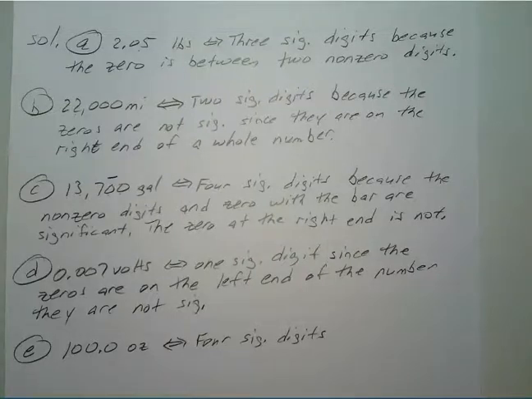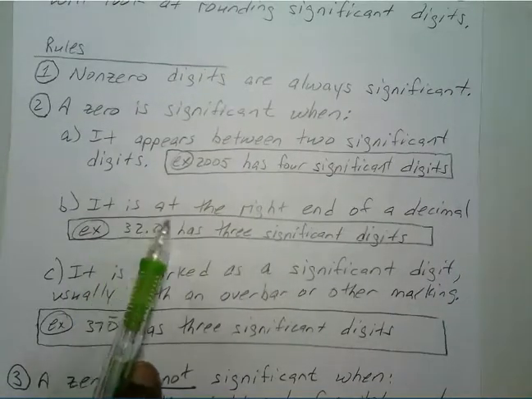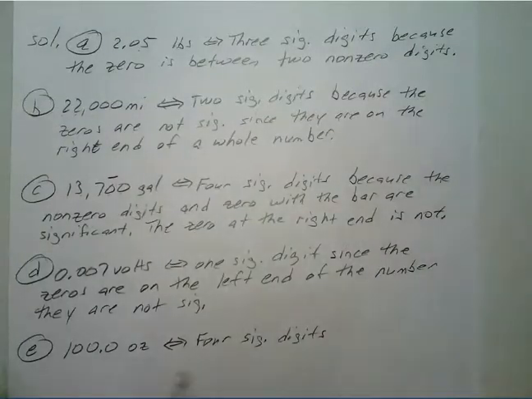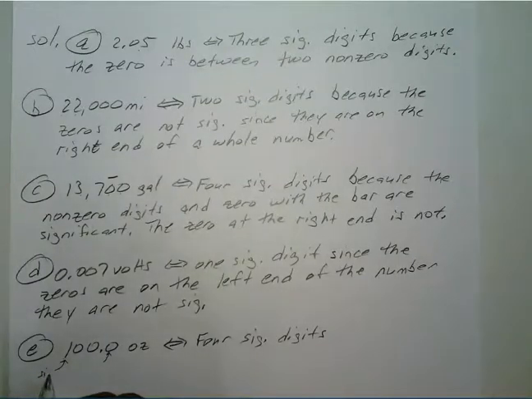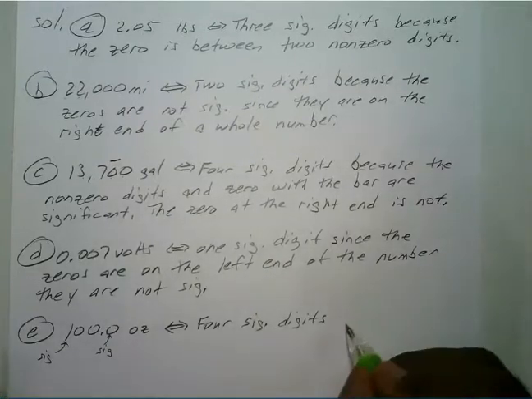Remember, go back to the previous sheet. If at the right end of a decimal, the 0 is significant. So that means this 0 here is significant. And also, any non-zero digits are significant. Since this is significant, and this is significant, any zeros in between two significant digits are also significant. I know it's a little bit tricky, but it takes a little bit of practice.